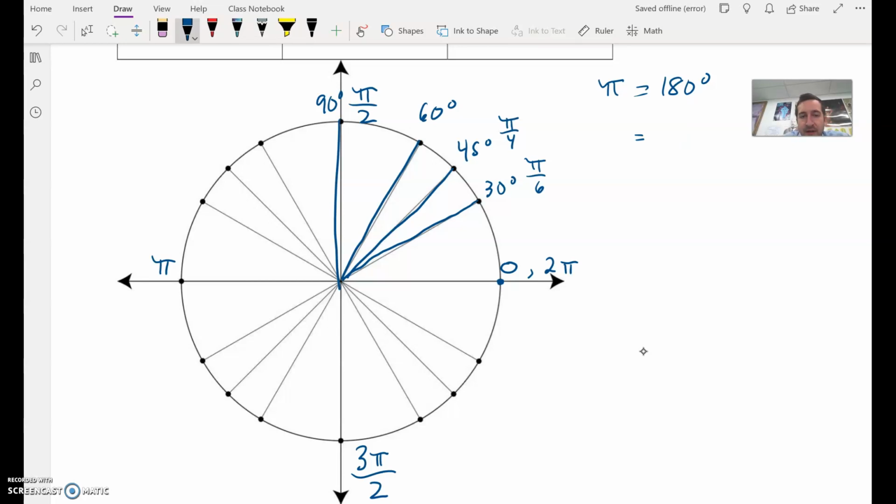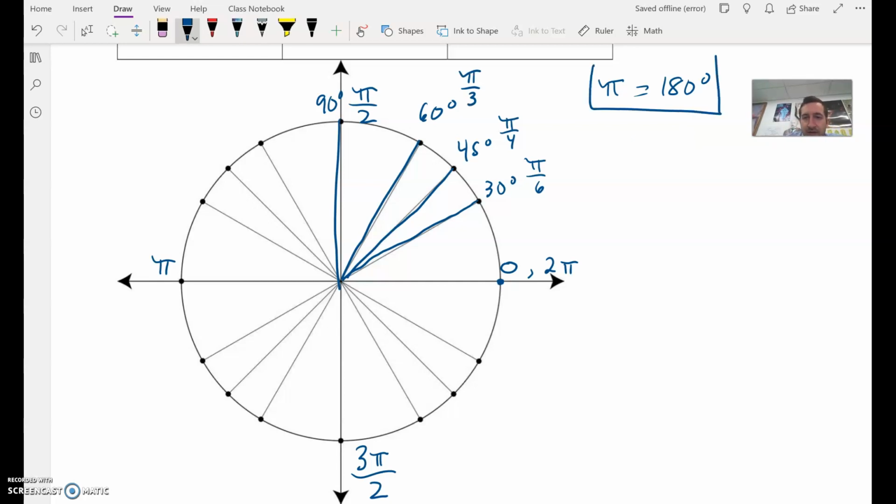60 degrees is kind of what fraction out of 180? How many times can 60 go into 180? It can go in 3 times, right? So 60 is divided by 3. It's about 1/3 of 180. So what is 60 degrees in radians? Pi over 3, 1/3. Let's check.